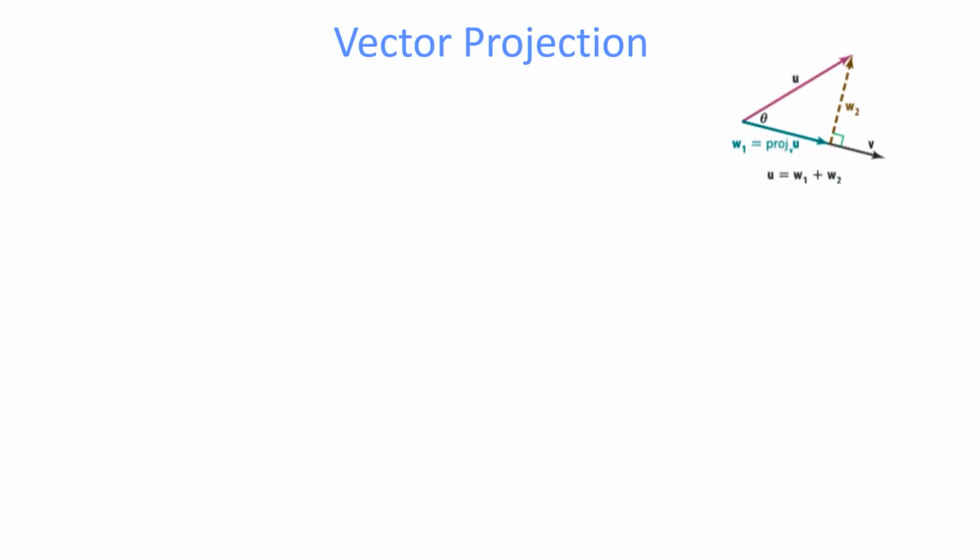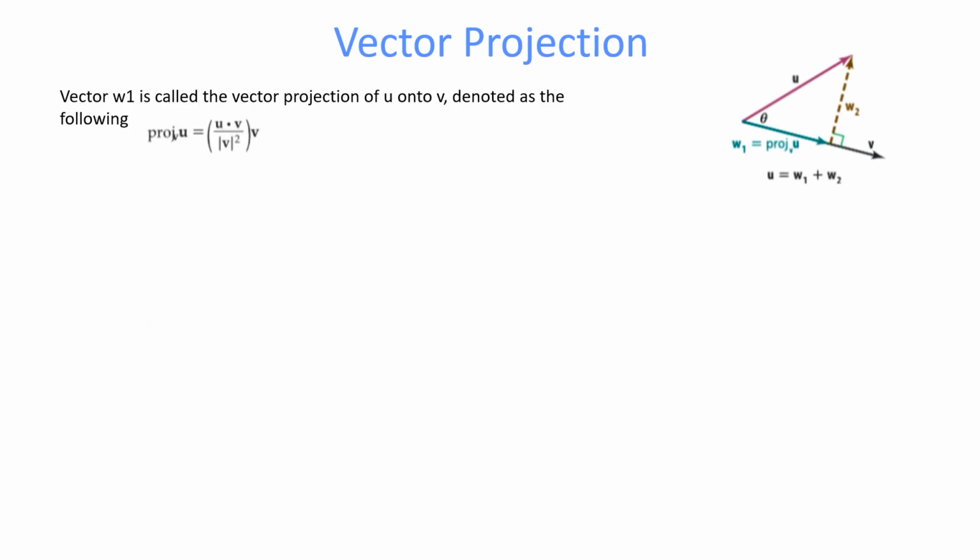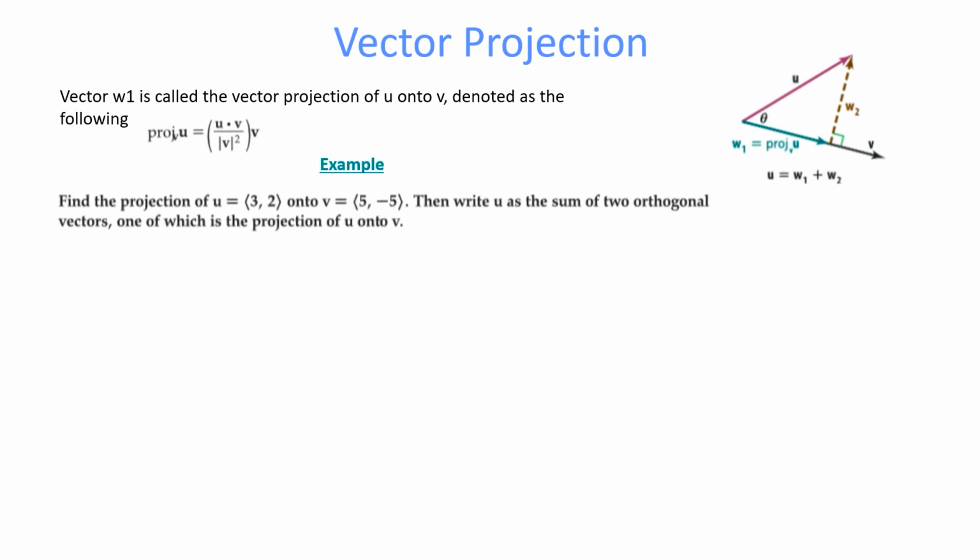Okay, now vector projection. Vector W1 is called the vector projection of U onto V, denoted as the following. We can see here on the right what the projection would be, shown by the red line. An example of this would be, we could be asked to find the projection of U onto V. U equals 3, 2, and V equals 5, minus 5.